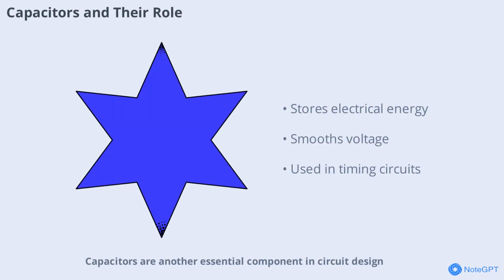Capacitors are another essential component in circuit design. They store and release electrical energy, acting like tiny rechargeable batteries. Capacitors are used to smooth out voltage fluctuations, filter signals, and even provide bursts of energy when needed. Their ability to store charge makes them vital in power supply circuits and timing applications. Understanding how and when to use capacitors is a key skill for any circuit designer.